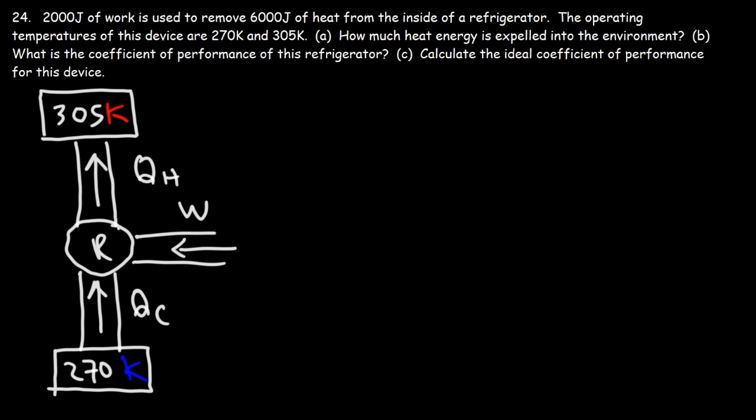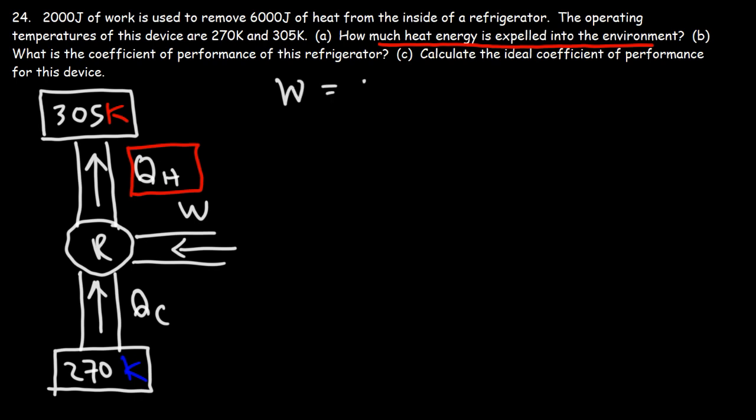So that's the energy diagram that we're dealing with for the refrigerator. So let's focus on part A. How much heat energy is expelled into the environment? So we're looking for QH, the heat energy that is expelled outside of the refrigerator.